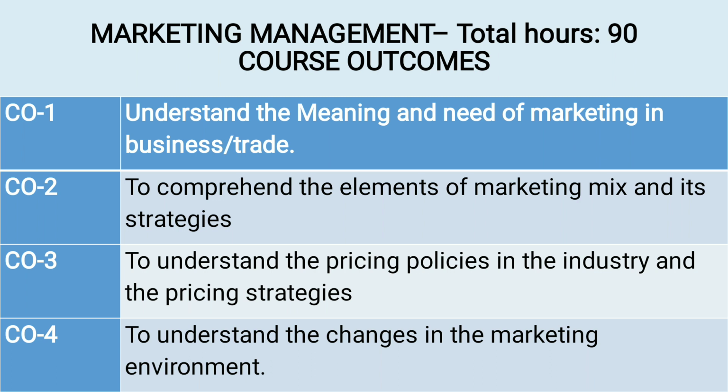Course outcomes means at the end of the course, you will be able to understand the meaning and need of marketing in business or trade. You will be able to comprehend the elements of marketing mix and its strategies. You will be able to understand the pricing policies in the industry and the pricing strategies used. You will be able to understand the changes in the marketing environment. So these are the course outcomes.